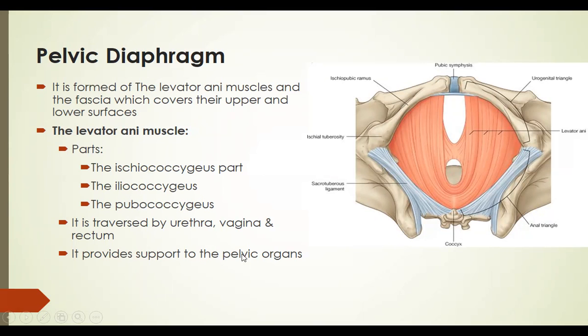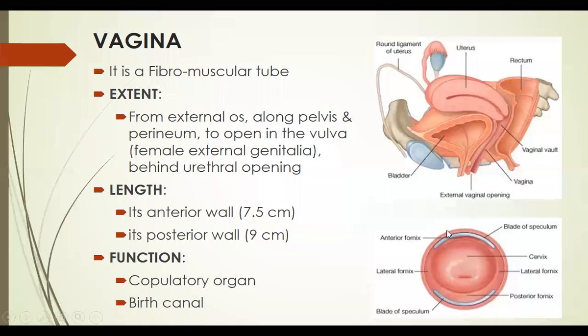It provides support to the pelvic organs. So it not only provides support to the uterus, which is above it, but also the other pelvic organs. So if there is any damage to this pelvic floor, then all the organs might protrude out. It happens in some conditions where there will be prolapse of the uterus and other things. Okay, so the pelvic floor being strong is very important.